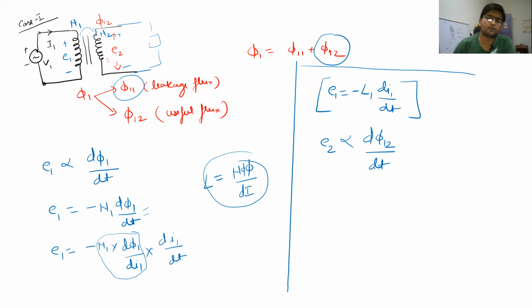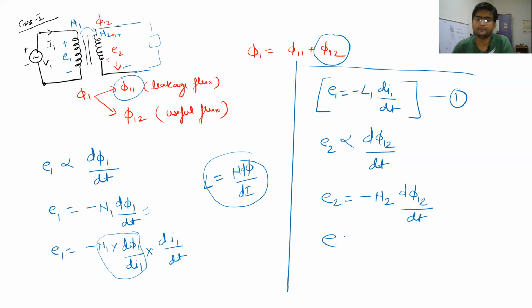So E2 should be proportional to this, and if we equate it using Faraday's laws, we will get minus. Now we will take N2 because the secondary winding is considered. So N2 is the number of turns in the secondary winding. So it will be minus N2 into d phi 12 upon dt. Now, similar to the previous equations, let me call this equation 1.